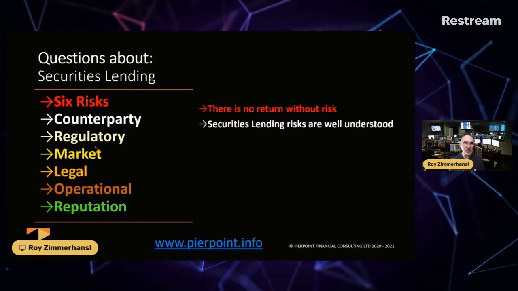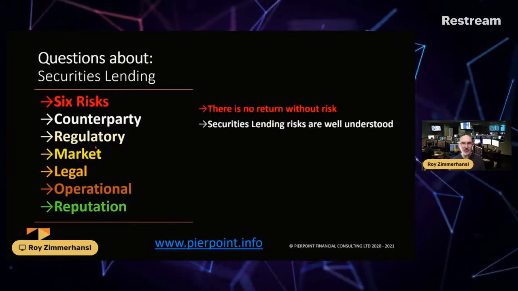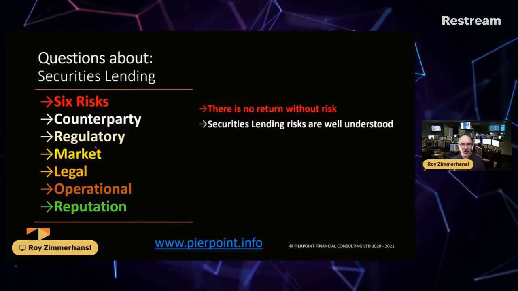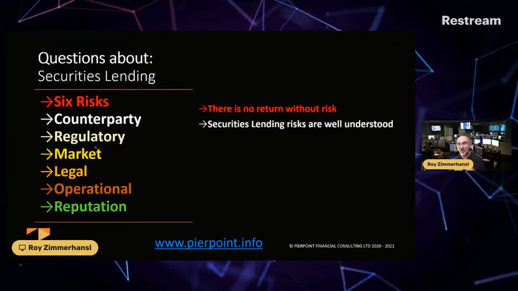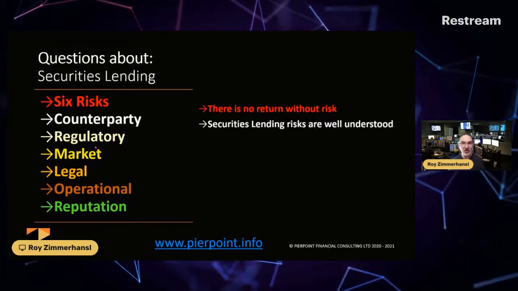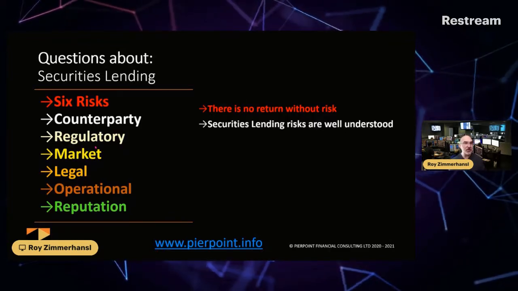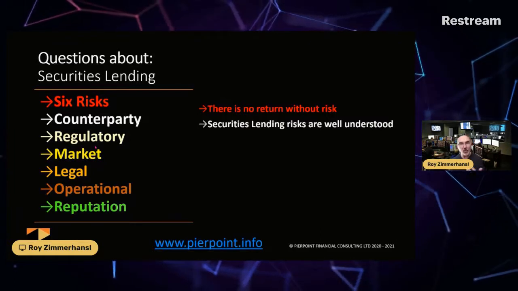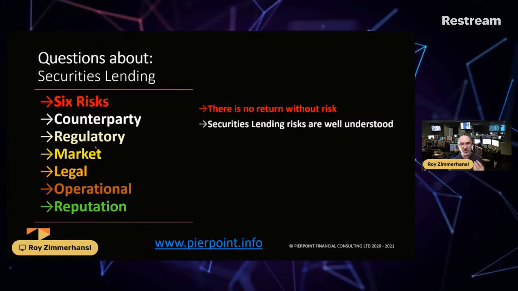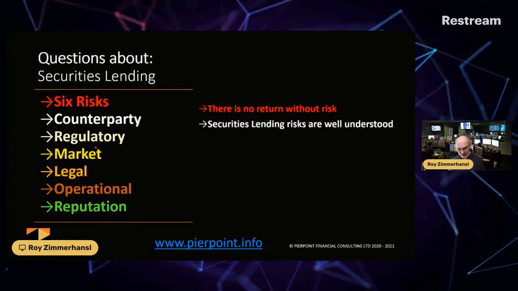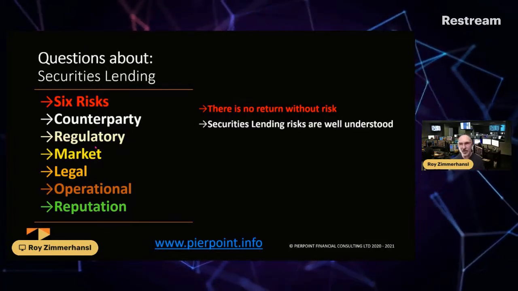But the truth is, the securities lending risks are well understood. The business has been operating for many, many decades. There have been losses along the way, and that's how you actually learn how to mitigate the risks more effectively for the future. You find out what goes wrong, and then you change the market practice, change a legal agreement, or make whatever changes are necessary.